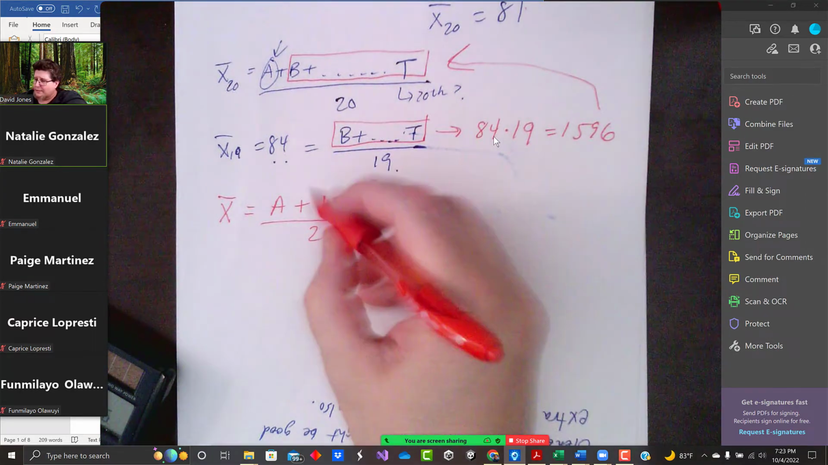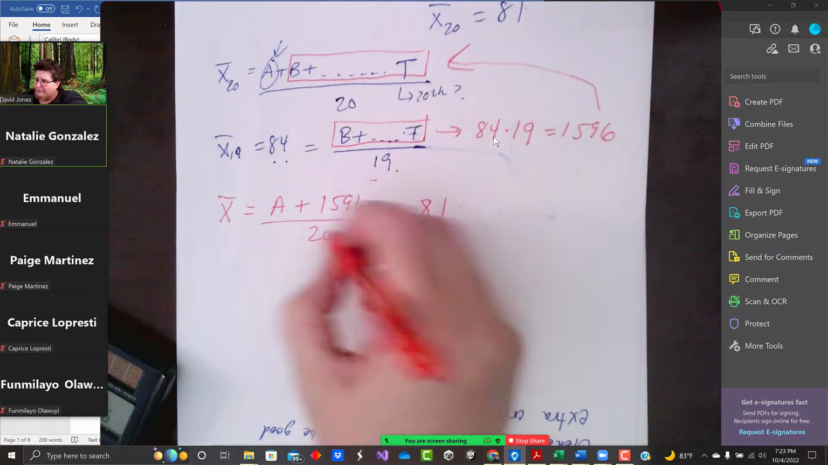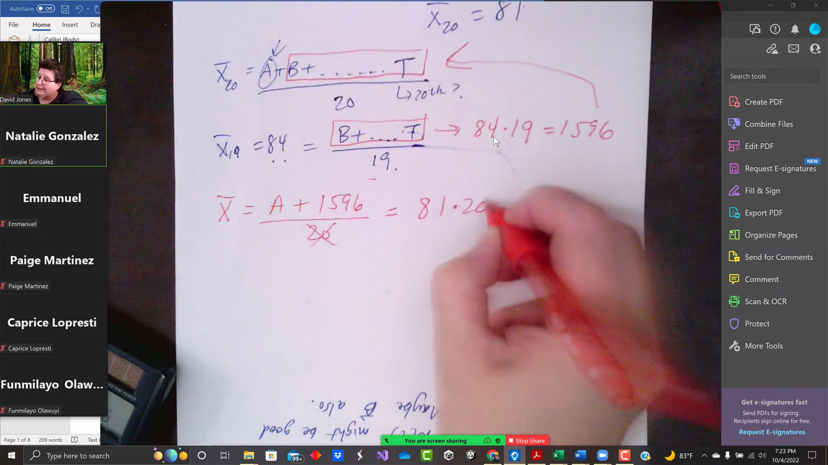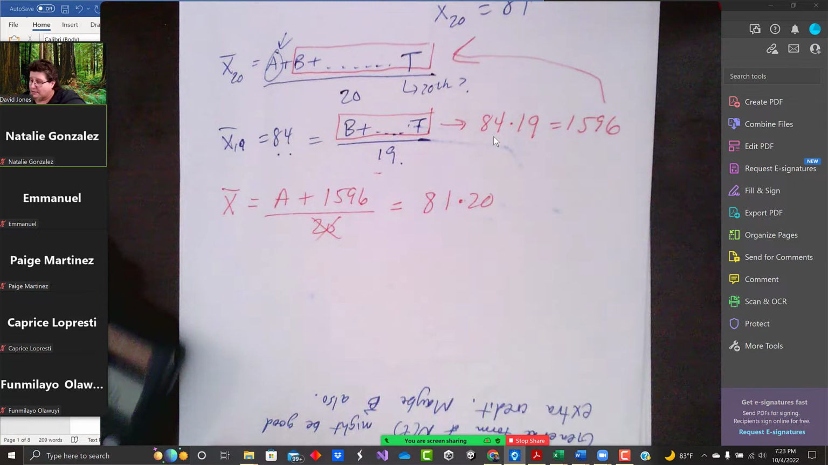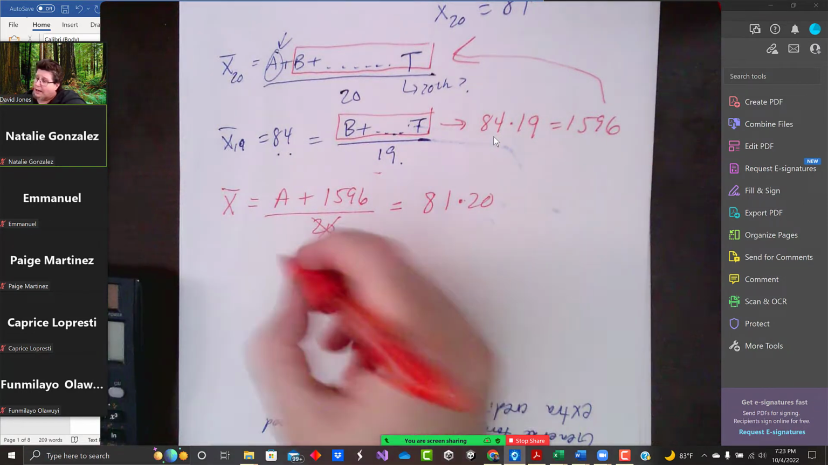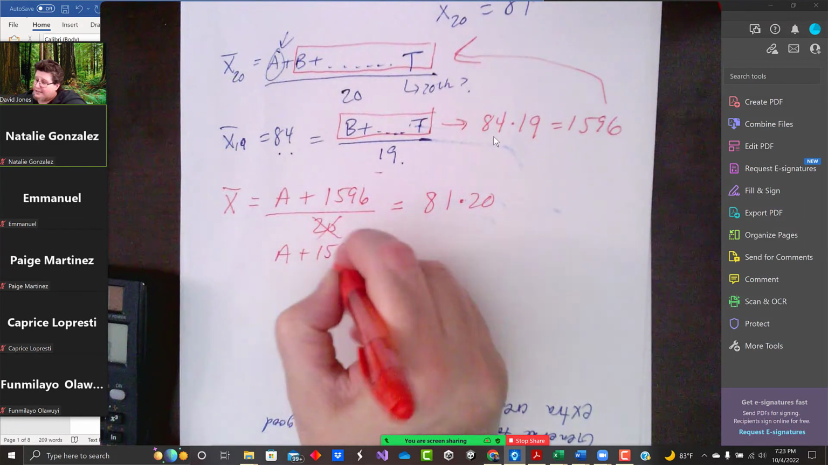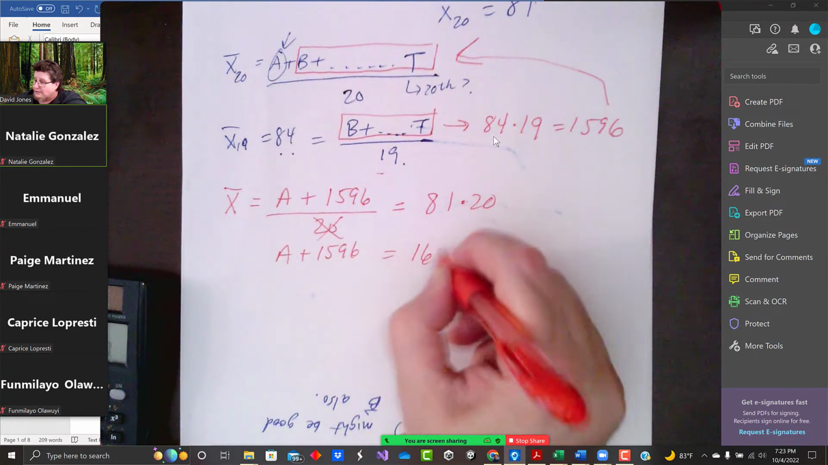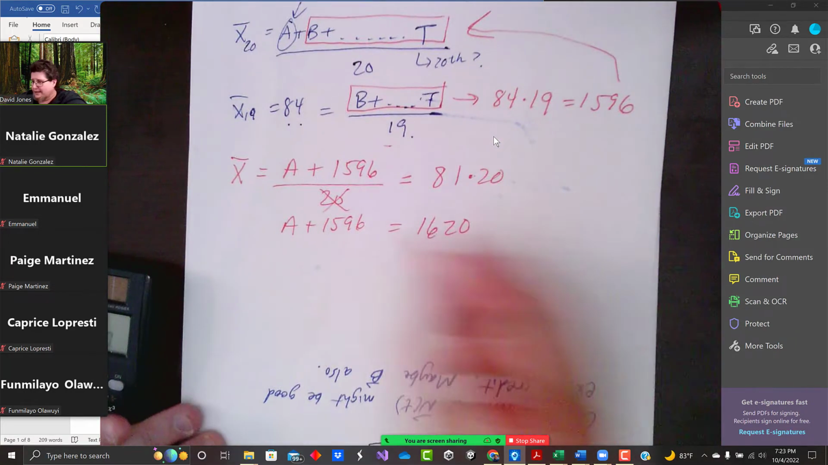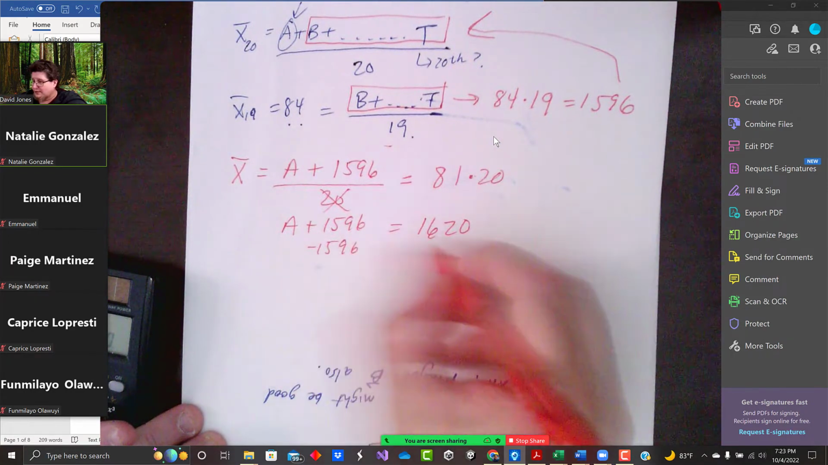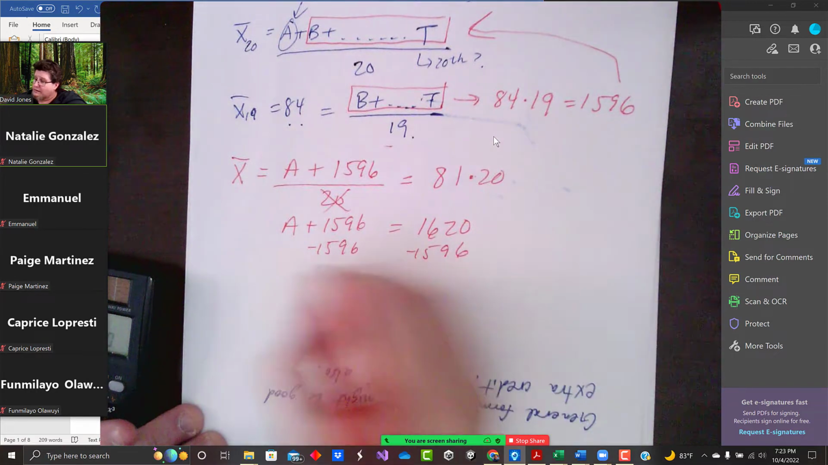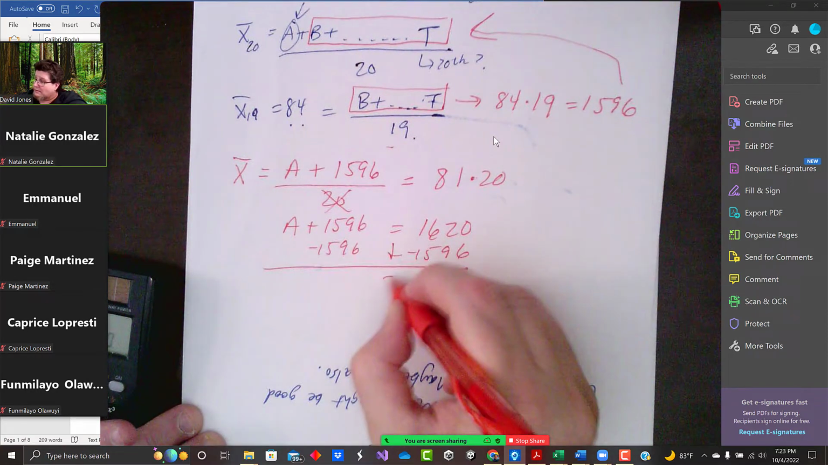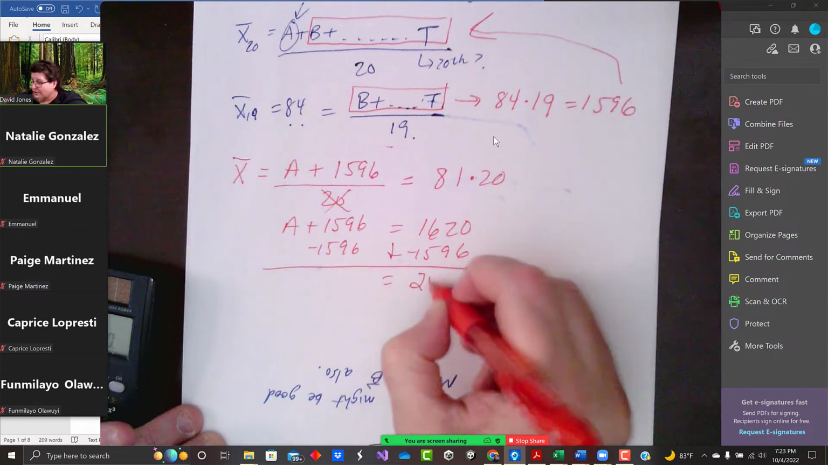So I can do something similar. I can multiply the 20 over, get rid of it over here, multiply by 20 over here. I got A plus 1596 equals 1620. And now I can find A by doing a little bit of subtraction. Looks like 24.